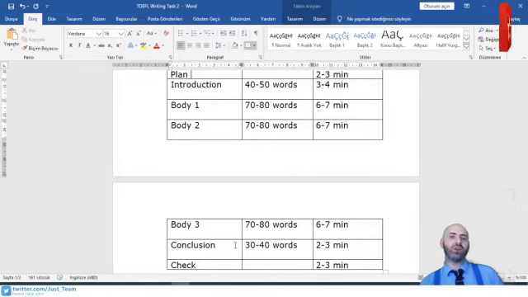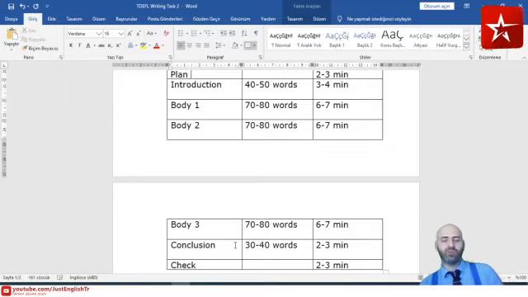Don't spend a lot of time thinking while you are writing, because 30 minutes is not a long time, guys. Let's be honest about it. And to write 300 words in 30 minutes, it is not so easy. It's not very, very difficult and impossible, but not that much.